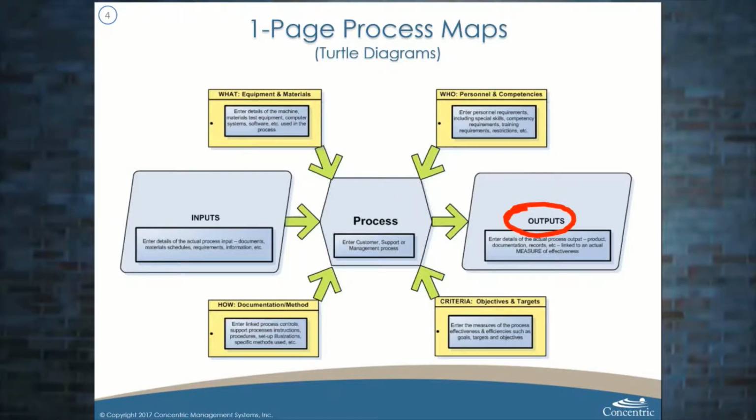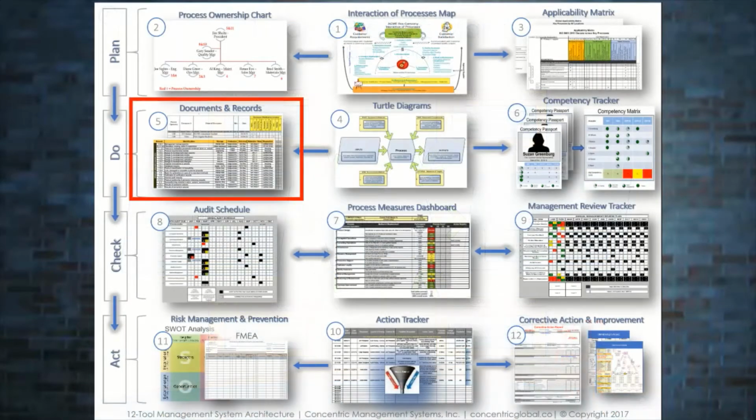Inputs, process, outputs, what, how, who, and criteria. Something important to point out here on this slide about criteria is that we'll see in tool number 7 that the aggregate from all of these boxes for each of the 11 turtle diagrams will all be pulled together into one spreadsheet called the Process Measures Dashboard, but we'll get to that one in a second.